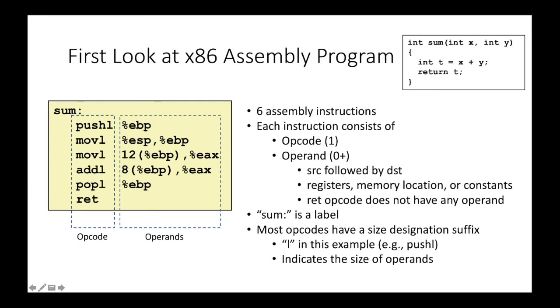The sum in the first line is a label, which is the same as the original C function name. Also, most opcodes have a size designation suffix, l in this example, such as pushl, movl, addl, popl, etc. This size designation suffix indicates the size of the operands. For the l suffix, it means operands are 4 bytes.